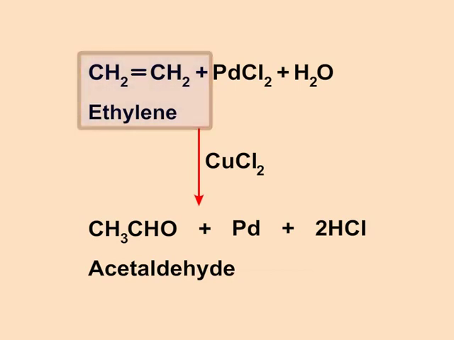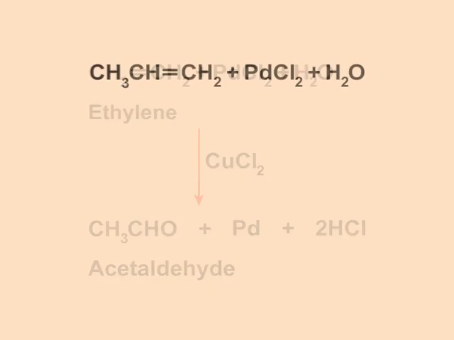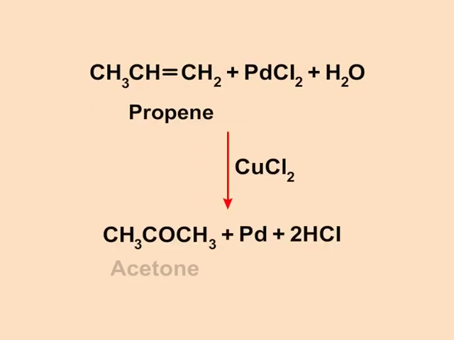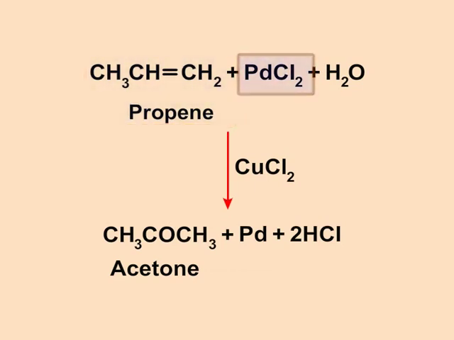Ethylene reacts with aqueous solution containing palladium chloride and cupric chloride to give acetaldehyde, palladium and hydrochloric acid, as shown on the screen. Propene reacts with aqueous solution containing palladium chloride and cupric chloride to give acetone.